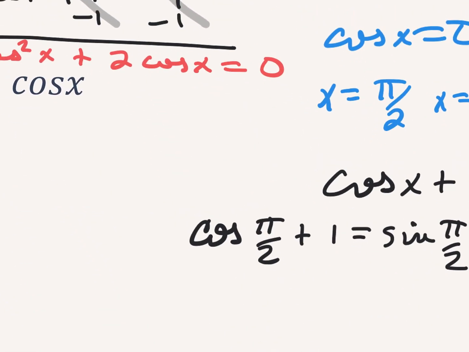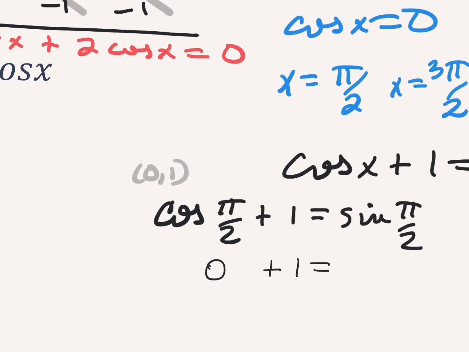So let me just bring it down here so I don't have to keep going back up and down. So for pi over 2, 0, 1. So remember, cosine uses the x. So cosine of pi over 2 is 0 plus 1. Then the sine of pi over 2 uses the y, and that value is 1. 0 plus 1 is 1. 1 equals 1. This is a good answer. So my first solution that I found, pi over 2, is good.